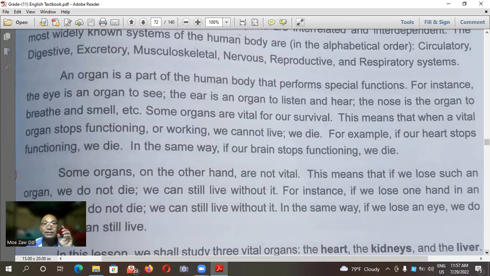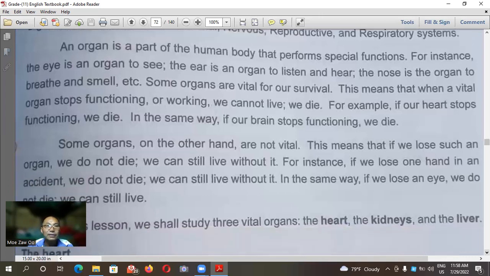Some organs are vital for our survival. This means that when a vital organ stops functioning or working, we can die. For example, if our heart stops functioning, we die. In the same way, if our brain stops functioning, we die.